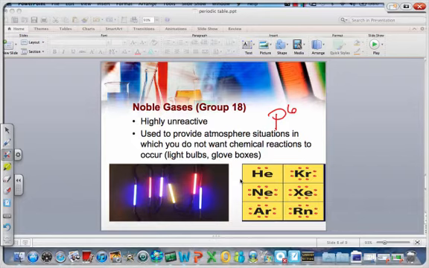Some of these gases, because they're unreactive, are used in situations where they don't want a chemical reaction. So a light bulb, you wouldn't really want a chemical reaction going off in that. So they use some of these noble gases like neon.